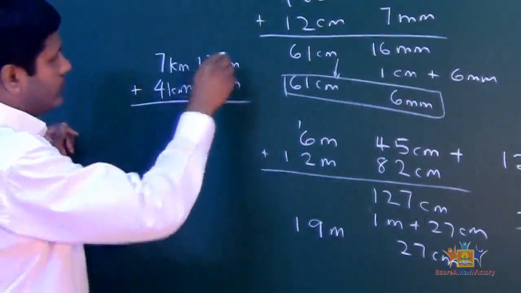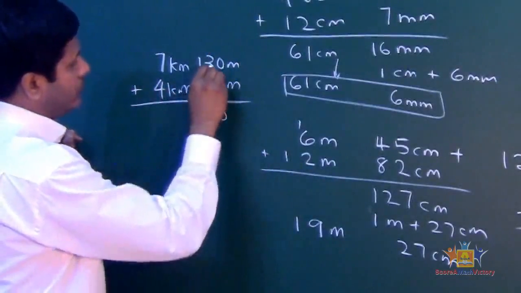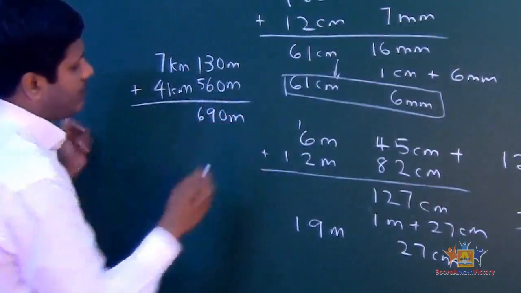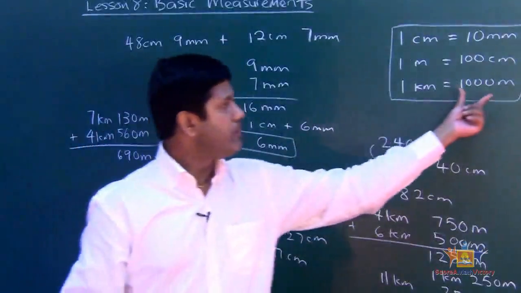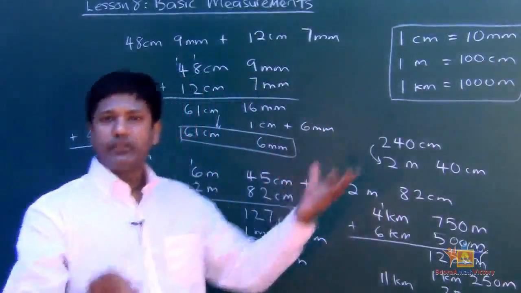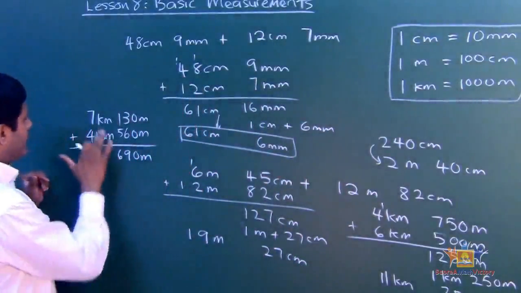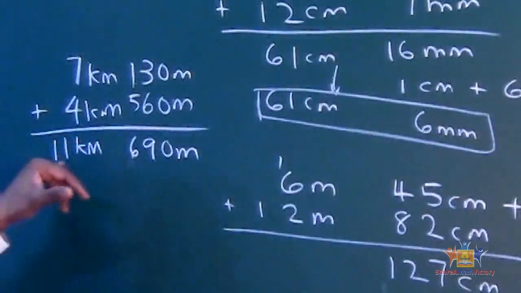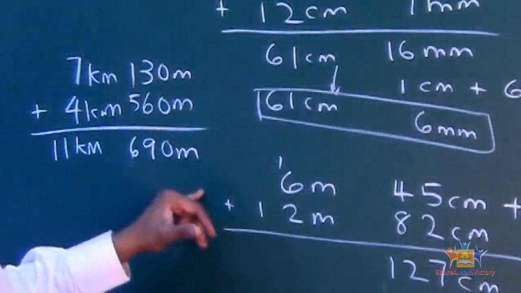Alright, I add them. So I got 0 plus 0 is 0, 3 plus 6 is 9, 1 plus 5 is 6, 600 meters. Now 600 meters is below the 1000. Am I going to convert that to kilometers? No, I'm just going to leave it the way it is. So I'm just going to leave it this way. 7 plus 4 is 11 kilometers. So my final answer is 11 kilometers 690 meters.